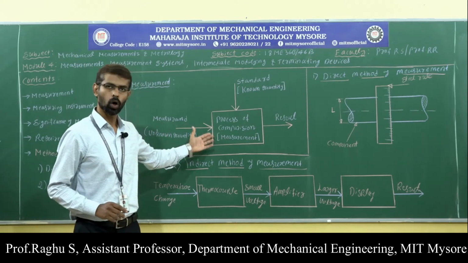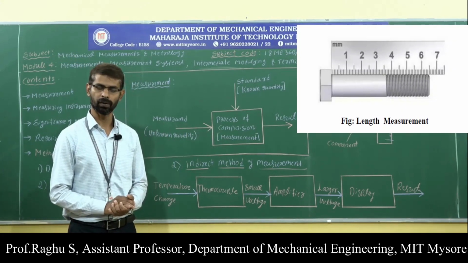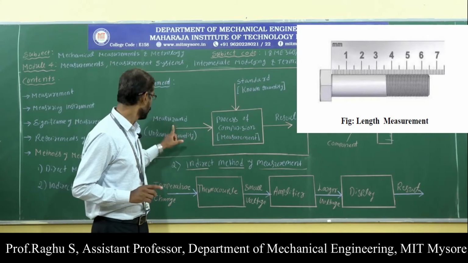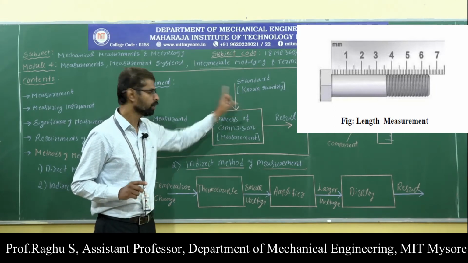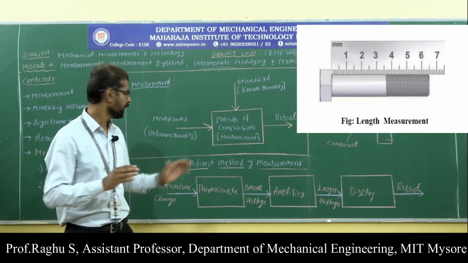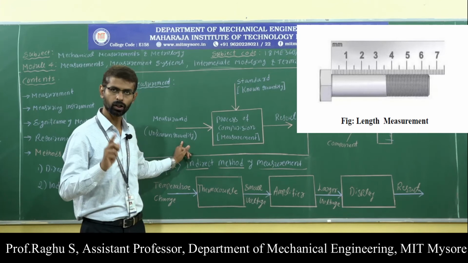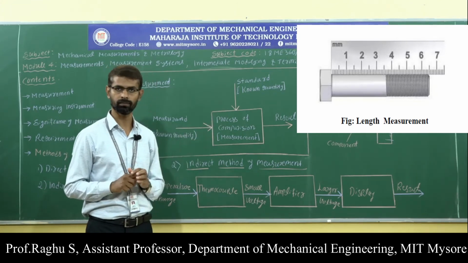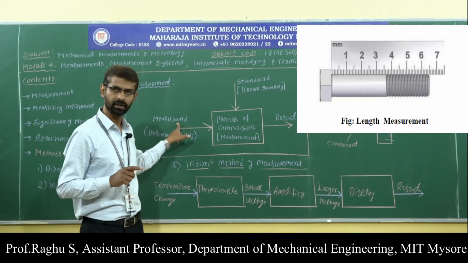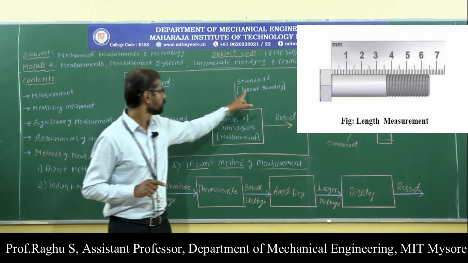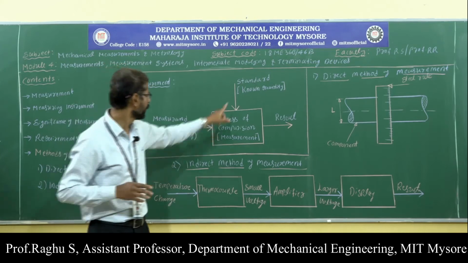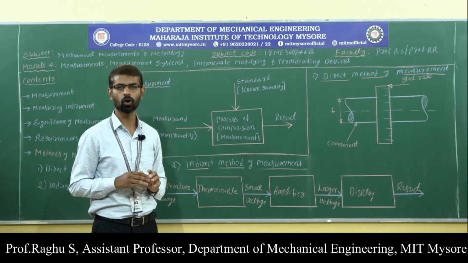This block diagram shows the process of measurement. Measurement is a process of comparison of unknown physical quantity, the quantity to be measured, with the known physical quantity. The unknown physical quantity is called as measurand. The known physical quantity is called as standard. Here the comparison made between known and unknown physical quantity is called as measurement.